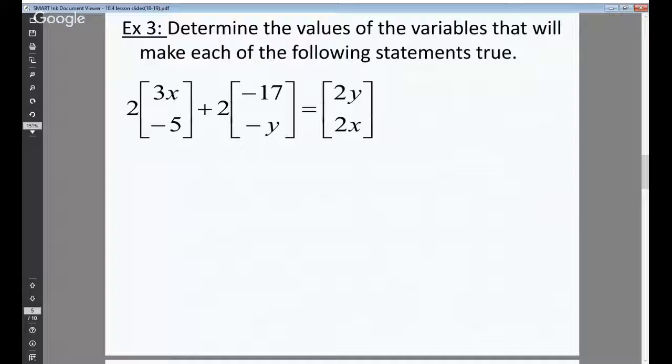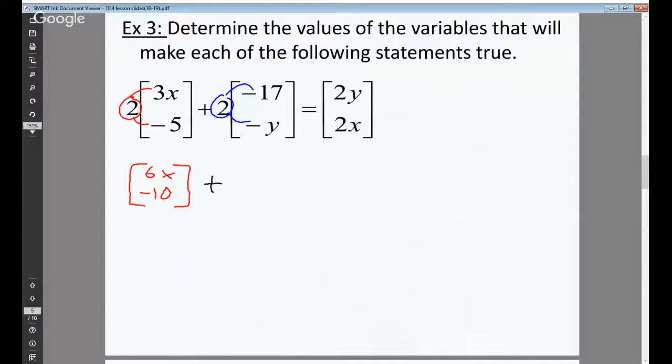All right, a similar problem, but it might require a little bit more computation. So let's begin. For the first scalar multiplication, again, just distribute the 2 to both elements in the matrix, which should give you 6x and negative 10. And then let's do the same thing to the second matrix. And they're going to be added.